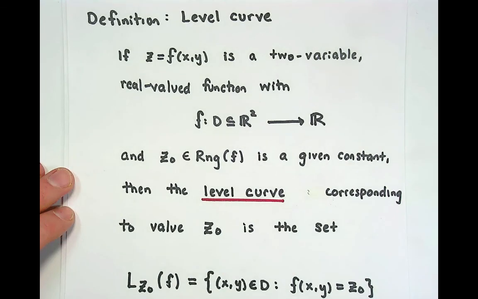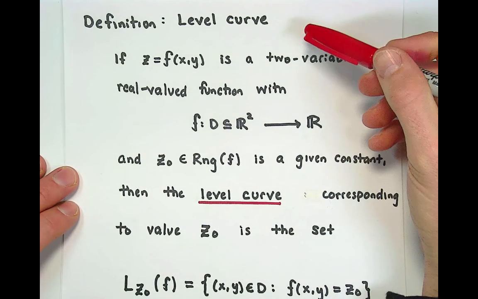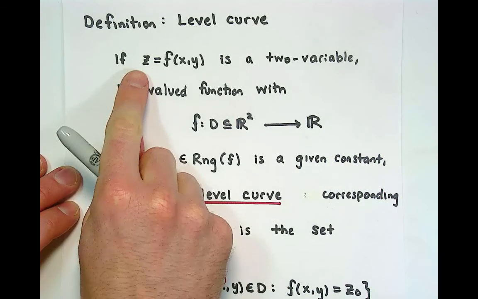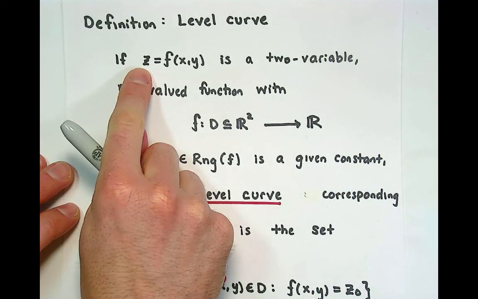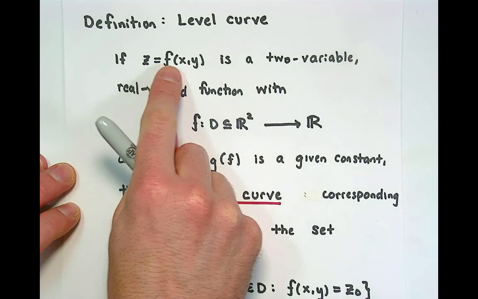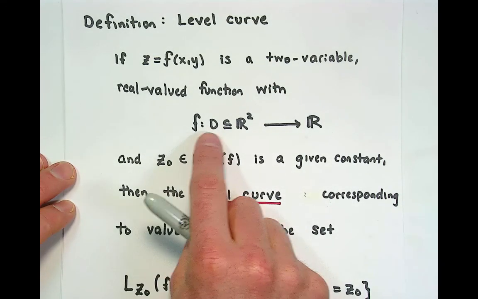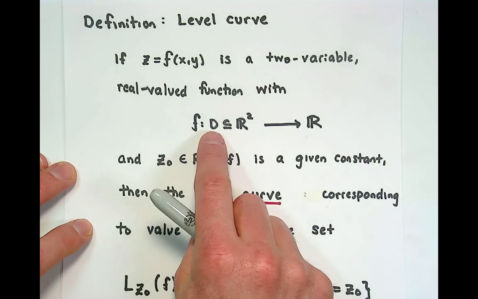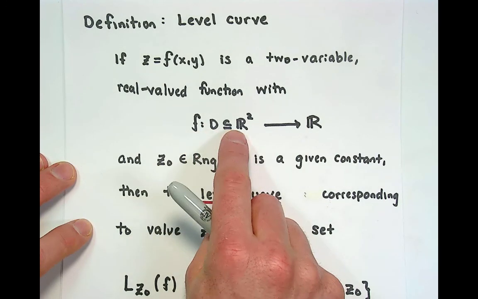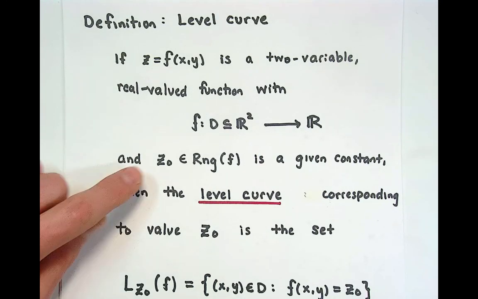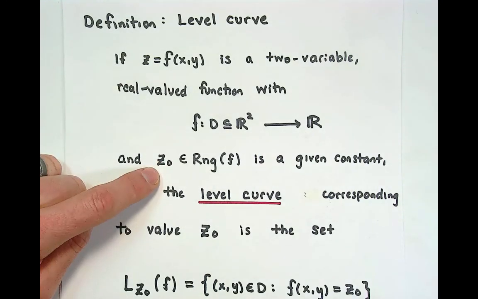Okay, so we're going to go ahead and look at the definition of a level curve. We say that in order to graph level curves, we need an explicit function where the output variable z is explicitly written as a function of the two input variables. And we know that this is a two-variable function because we say that f goes from a domain, which is a subset of R2, into the real numbers. We also define a specific constant z0 in the range of f.